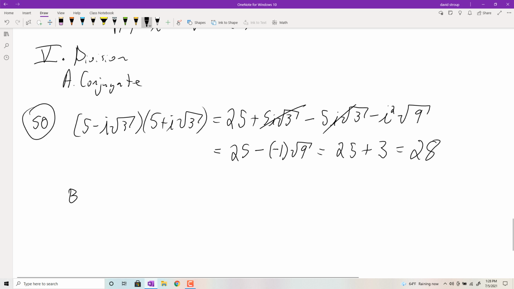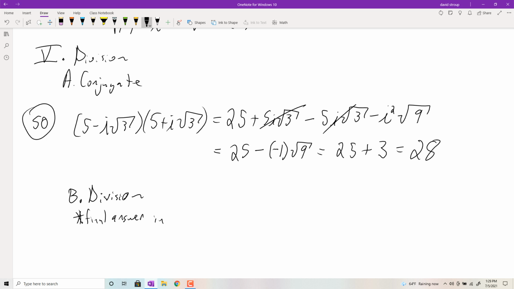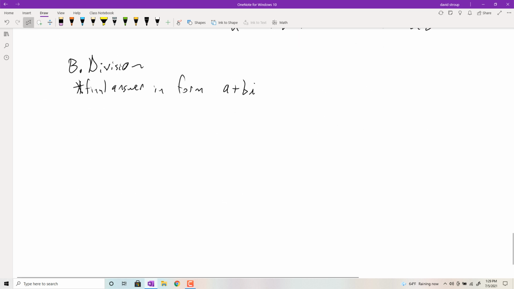And when we divide for our final answer, I guess the reason why we do this is because we want our final answer in that standard form. So your final answer must be in the form a plus bi. And really the only way to pull that off is to do this sort of conjugation process. So let's take a look.